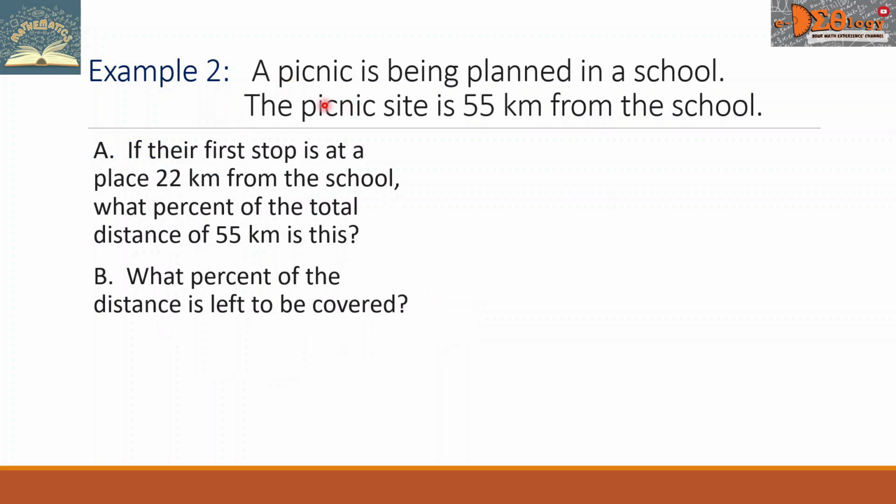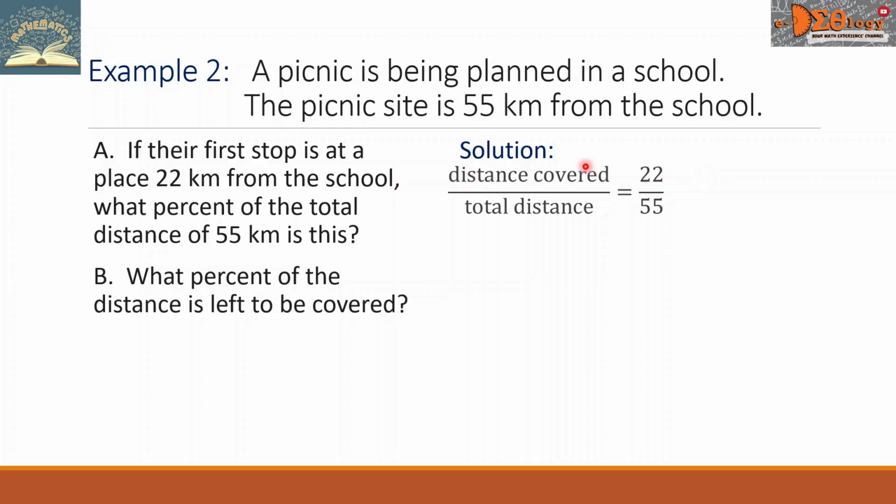Example 2. A picnic is being planned in a school. The picnic site is 55 kilometers from the school. Question A. If their first stop is at a place 22 kilometers from the school, what percent of the total distance of 55 kilometers is this? Let's show in a fraction the distance covered over the total distance. 22 kilometers for the distance covered over 55 kilometers as the total distance.